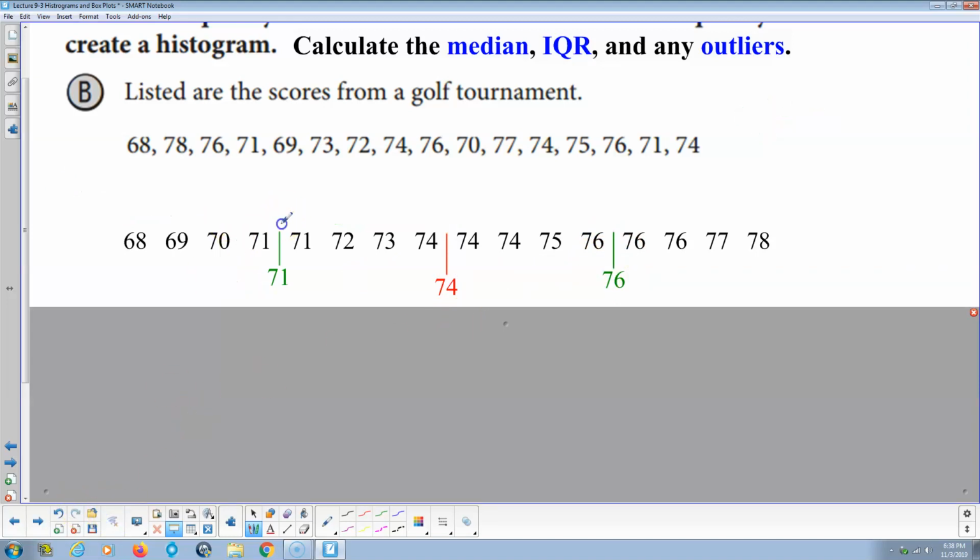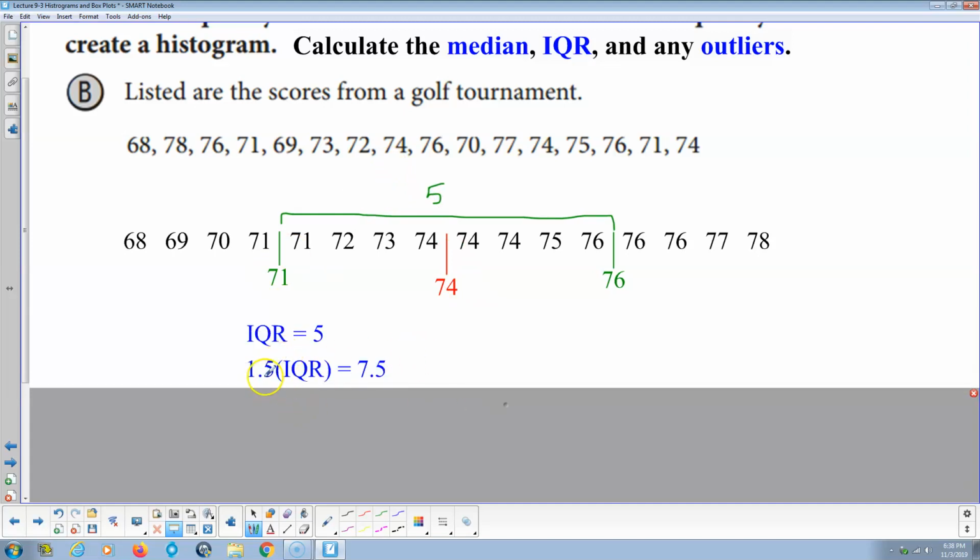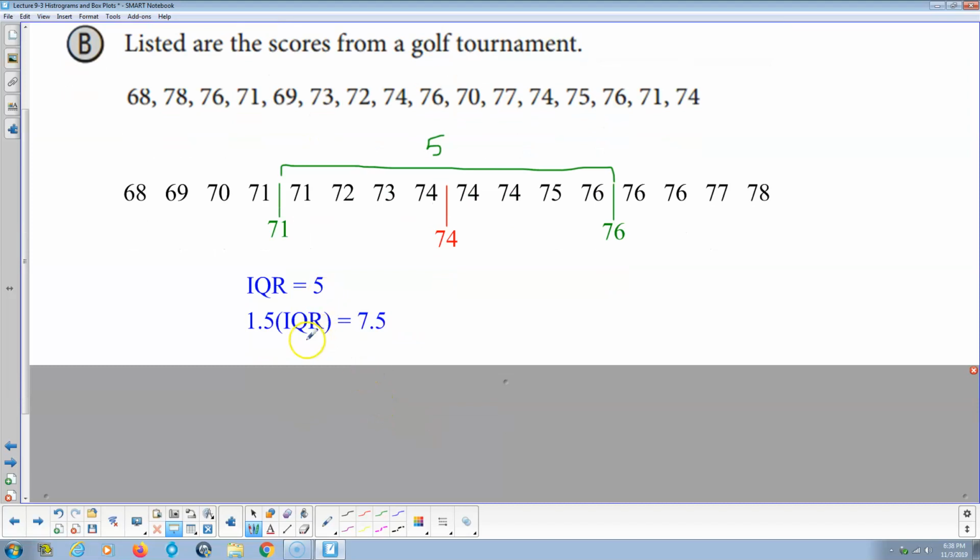Okay, so here's our interquartile range. Our interquartile range is from 76 to 71, so that's going to be 5. So we're going to look for 1.5 of that. So 1 times 5 is 5, and then half of 5 is 2.5. So that means 1.5 of 5 is 5 plus 2.5, which is 7.5. And notice the distance from 78 down to 76 is just 2. That's well within 7.5. And from 71 down to 68, that's just the distance of 3. So that says, hey, there are no outliers.